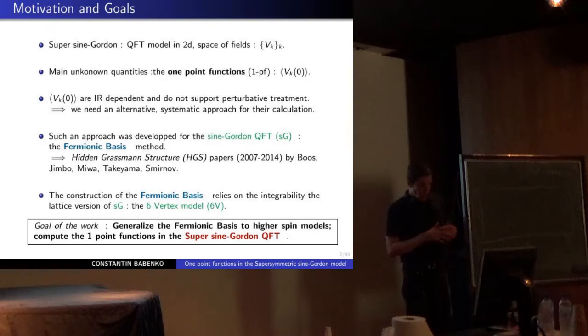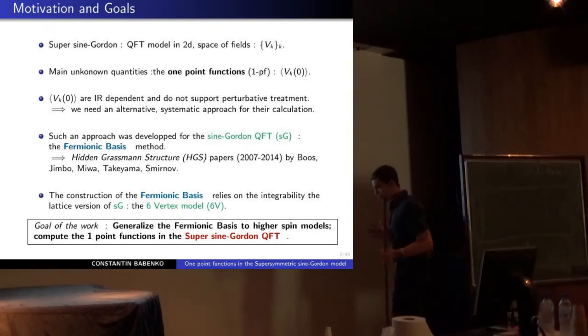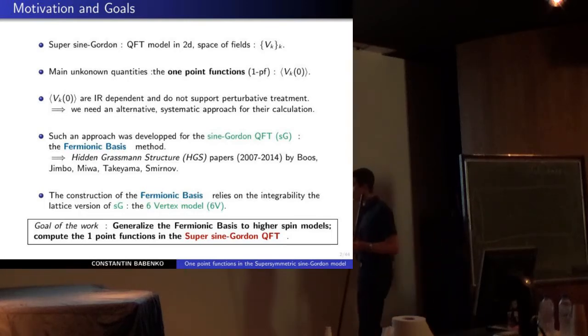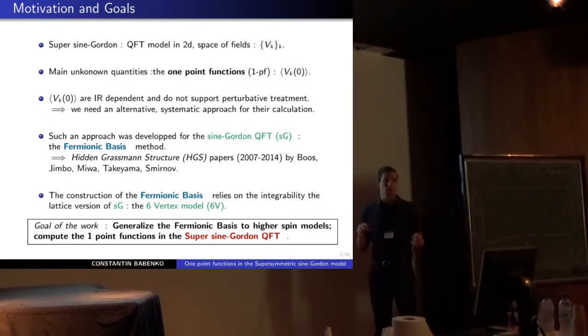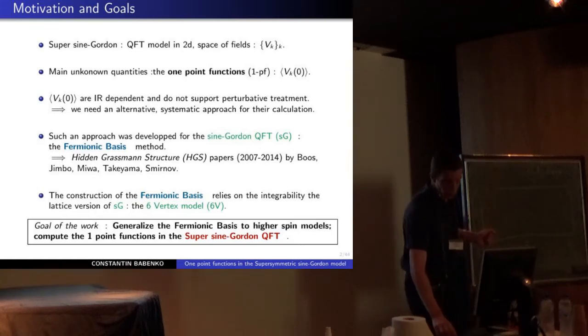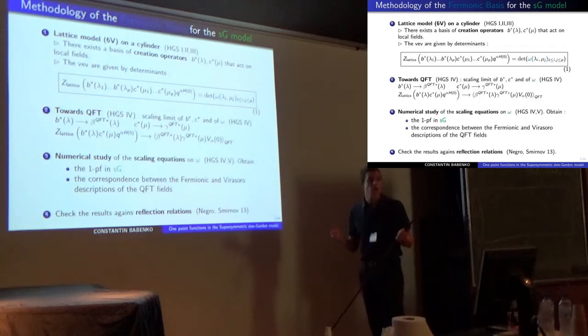So basically, our problematic here is the following. We'd like to go through the steps of the usual fermionic basis, but apply it to a more complicated theory, let's say a higher spin theory, which in our case, on the lattice side, will be the 19-vertex model, and on the QFT side, this will be the super sine-Gordon model. To do so, I will first sketch the methodology of the usual fermionic basis.